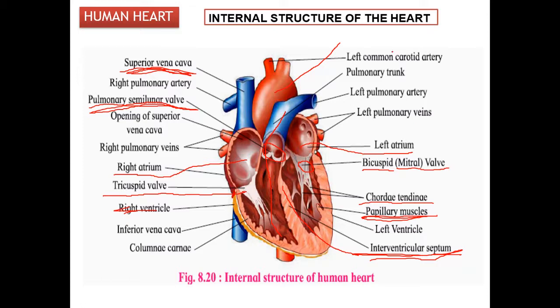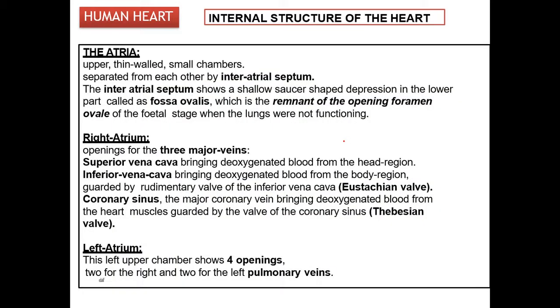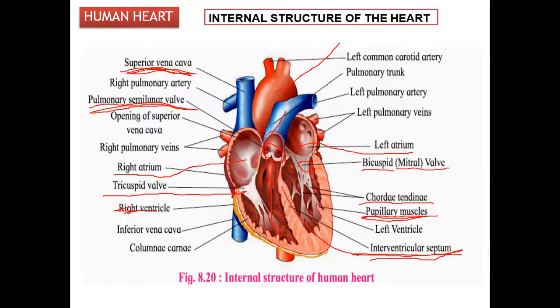So this is the internal structure of the human heart, which carries the aorta, pulmonary trunk, pulmonary veins, pulmonary arteries, etc. The atria are the upper thin-walled chambers. We completed the external structure, but here we are talking about the internal structure. So the upper thin-walled muscular chambers are known as the atria: the right atrium and the left atrium.